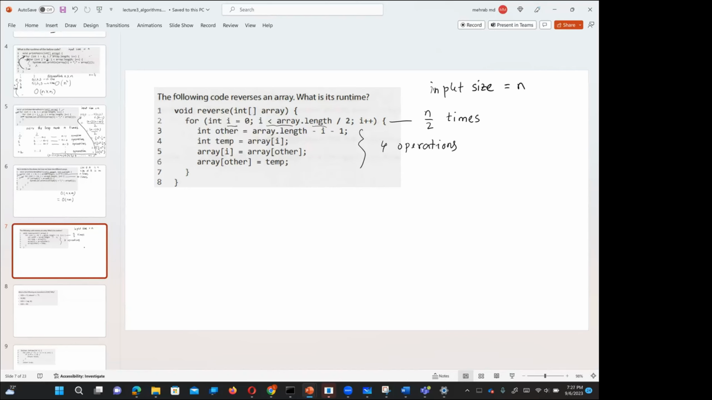So it doesn't matter. In total, we are doing this number of operations, which is order of n. We can write order of 2n, but it's the same as order of n. So this is an order of n algorithm. Any question? Does anyone not understand how we got to order of n?